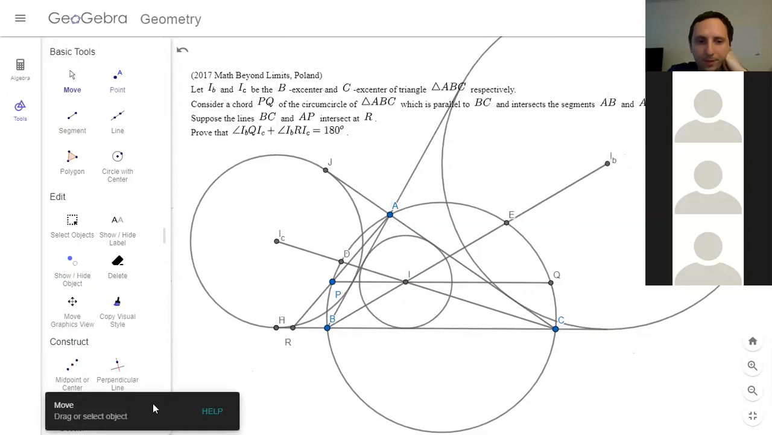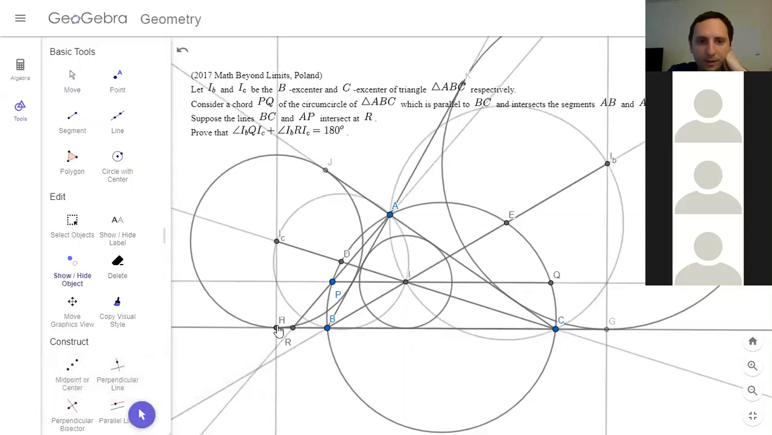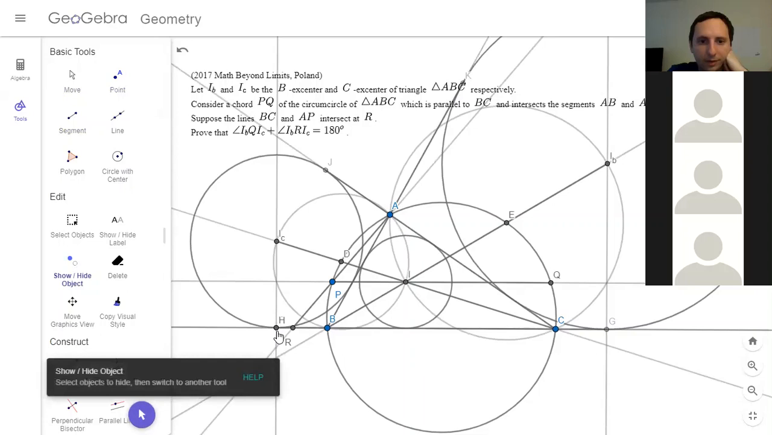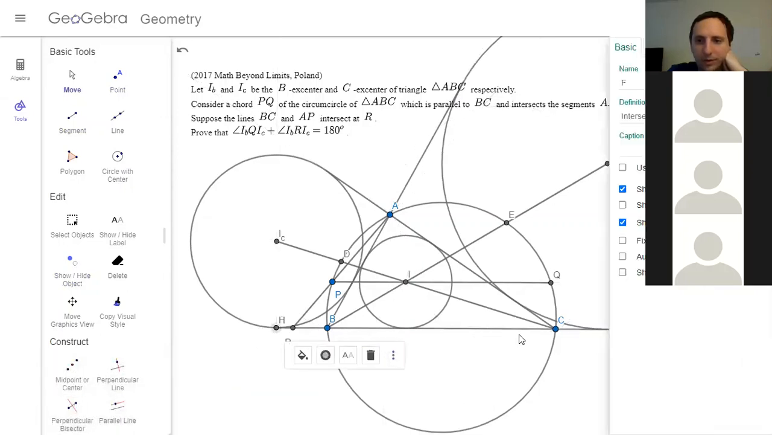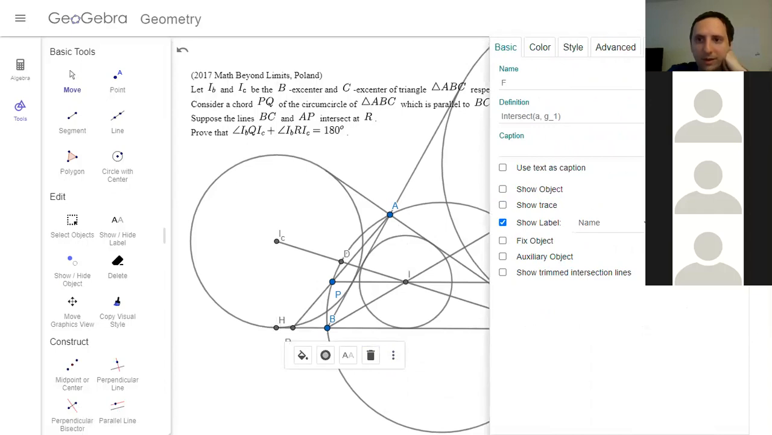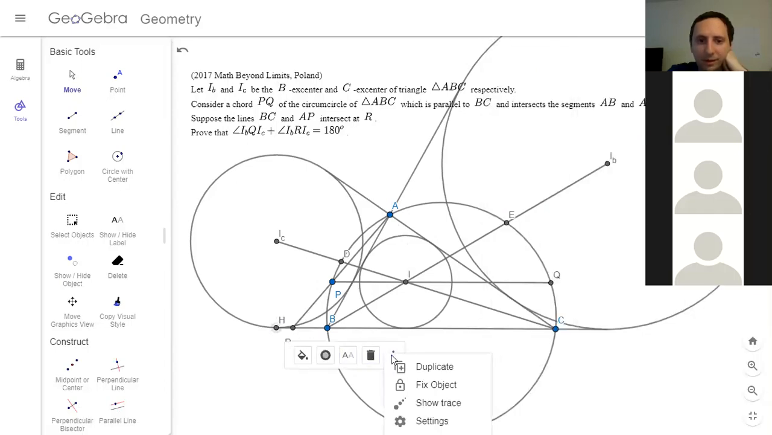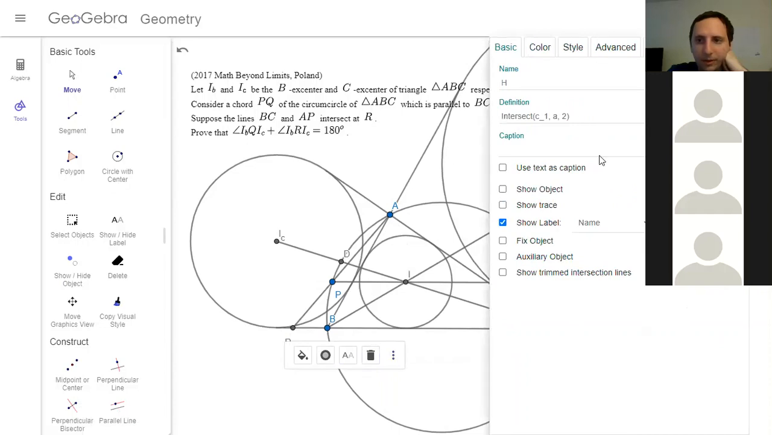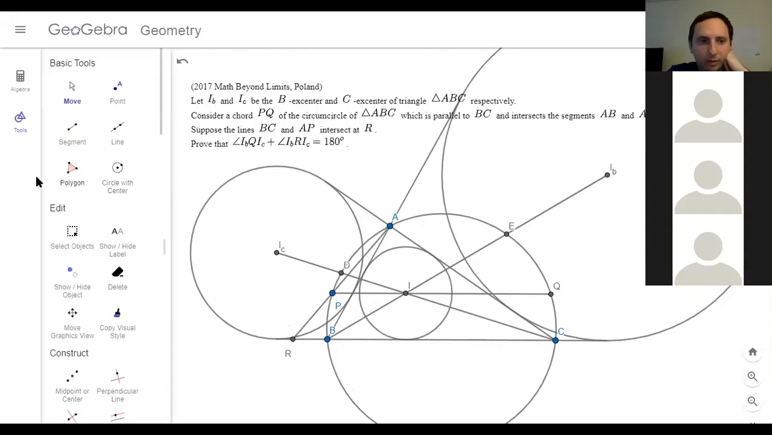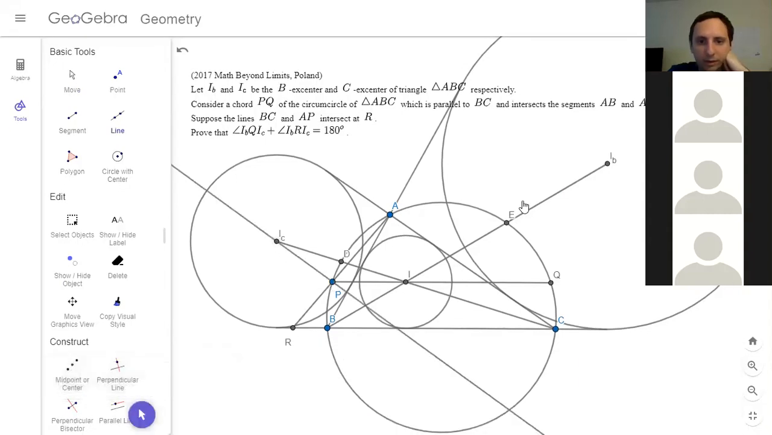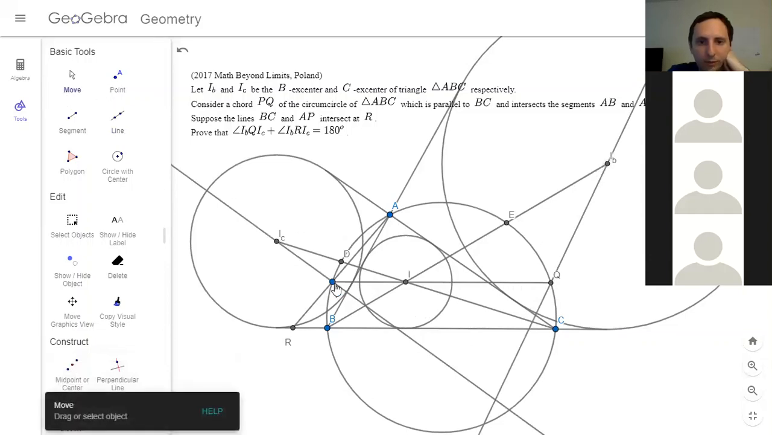there we go. Yeah, there's just too much. There are 2 points. Yeah. There we go. Can I check if ICP and IBQ intersect on the circle? Let's see. No, but interesting idea.